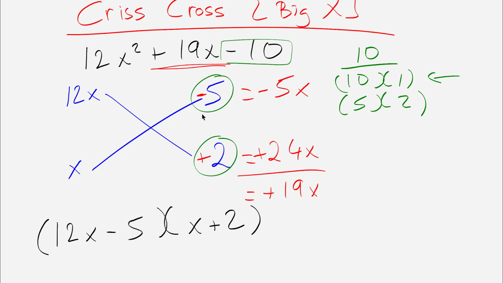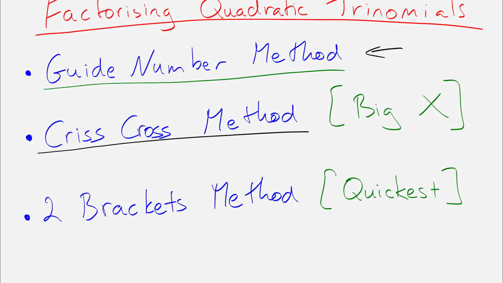Now it's important to understand that if this didn't work out, if the 5 and the 2 didn't work out here, then it wouldn't have been 12x and x. My next step would have been try 6x and 2x. And if that didn't work, try 4x and 3x. So it's important to understand the amount of trial and error you may have to do when you do the crisscross method. So that is the crisscross method. So that's the second method taken care of.